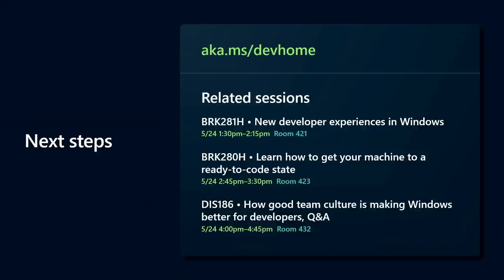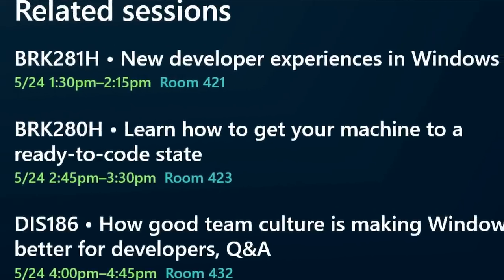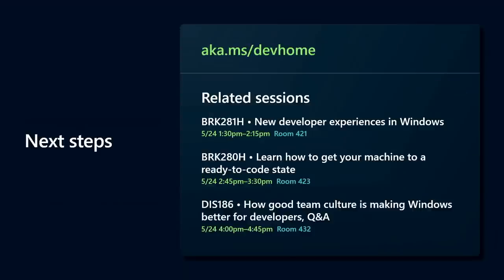And then after that is the session on how to get your machine to a ready-to-code state with Demetrius and Ryan at 2:45. Yep. And they will be going into a deep dive of winget configuration files. And then lastly, to wrap the day up, we have a discussion session with the folks from WSL, Windows Terminal, PowerToys, Dev Home, talking about how good team culture is making Windows better for developers.